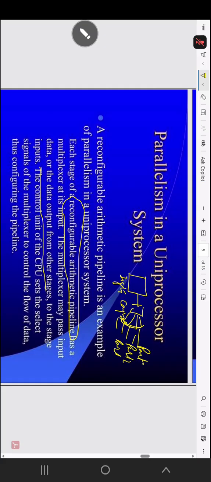Is it clear? We can reconfigure arithmetic pipeline. That is a technique that allows parallel execution of arithmetic operations within a single processor by dividing the computation into multiple stages, and each stage works simultaneously on different parts of data. So here a multiplexer. Each stage of the pipeline includes a multiplexer here.